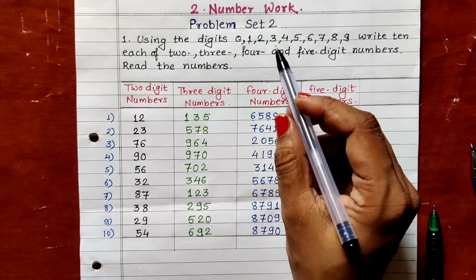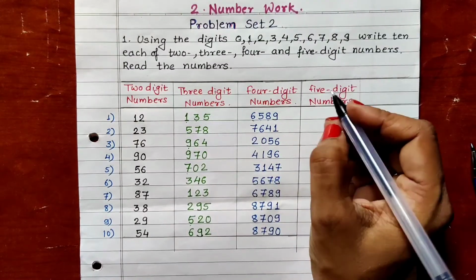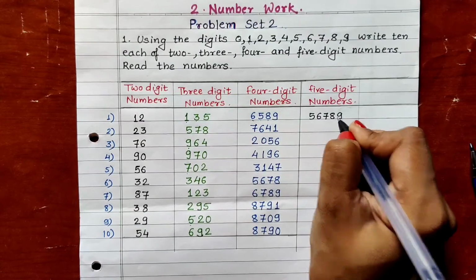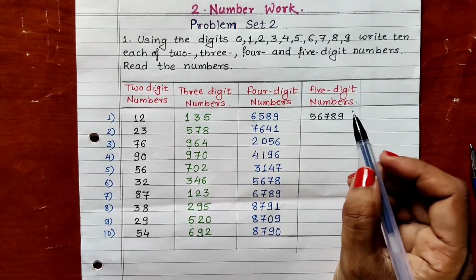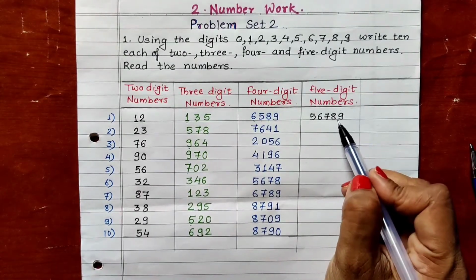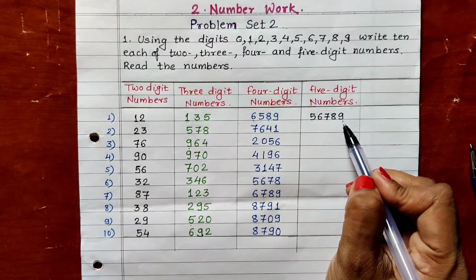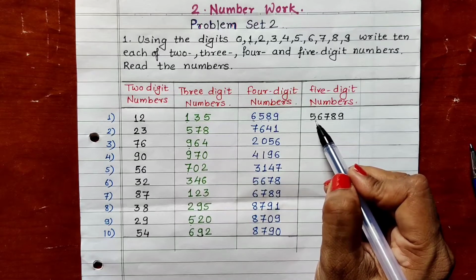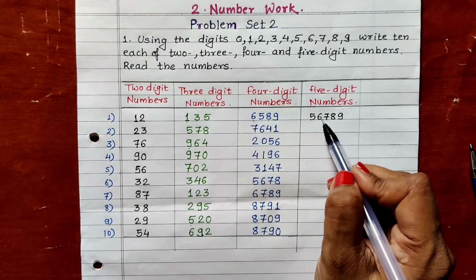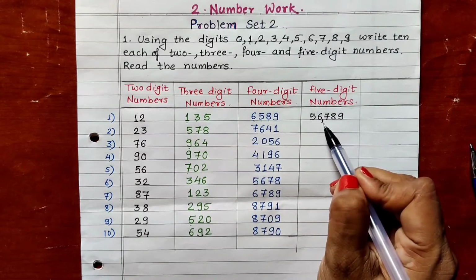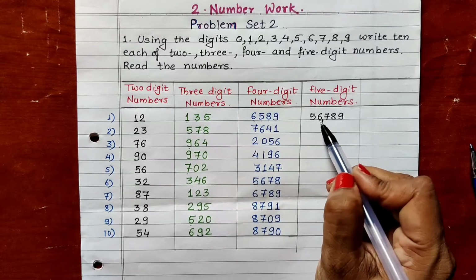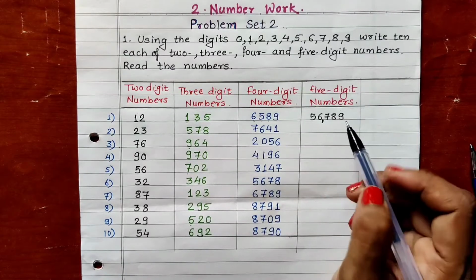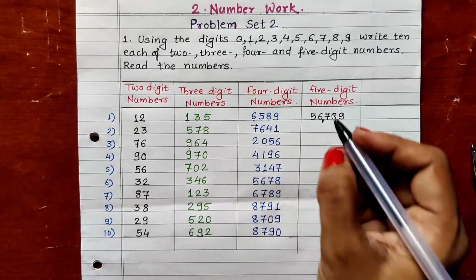Now let us go on to 5-digit numbers. I can write any 5 digits randomly, maybe 5, 6, 7, 8, 9. I have written 5 digits. How to read it now? Units place, we start from tens, 100, 1000 and 10,000. That means it is 56,000. We can put a comma over here after 56. So it is 56,789.